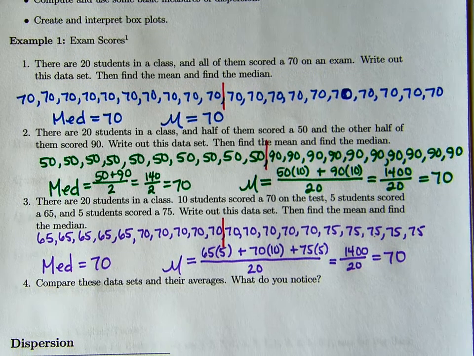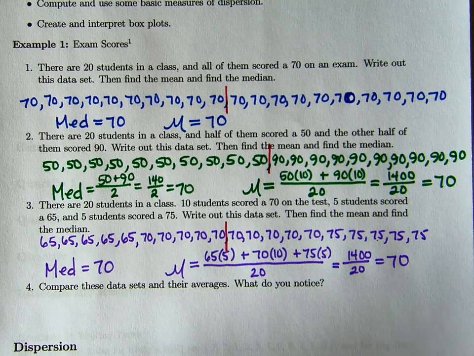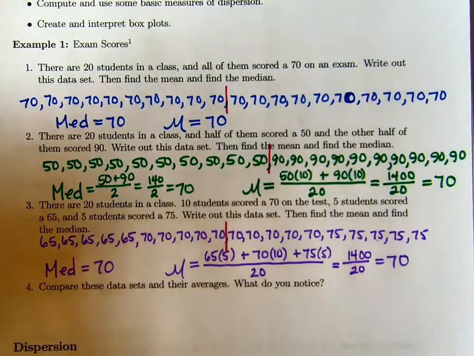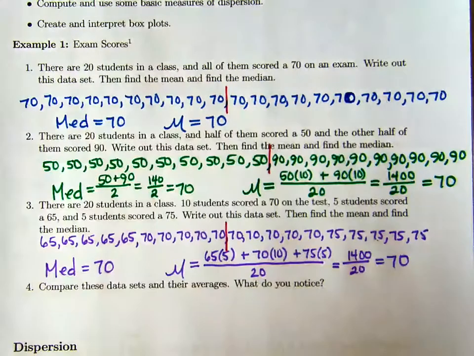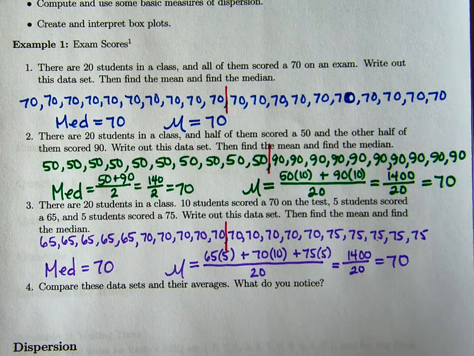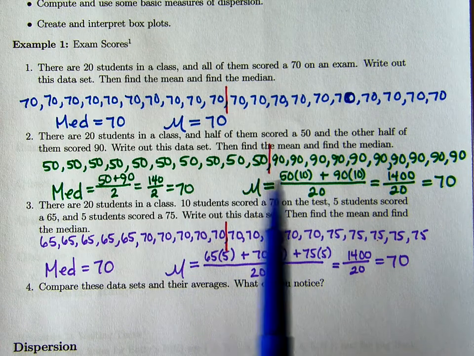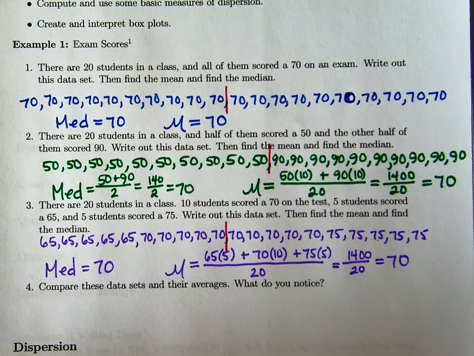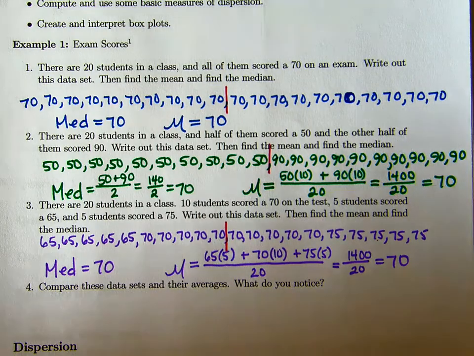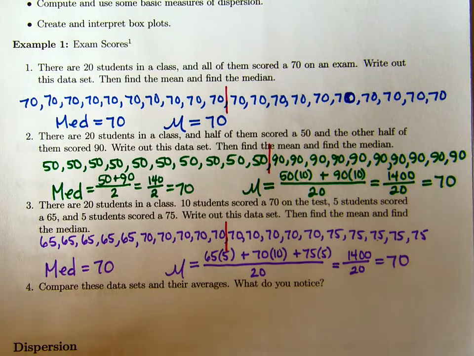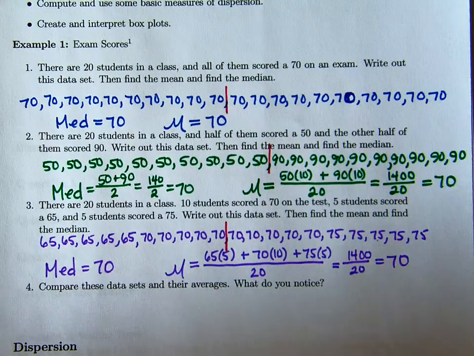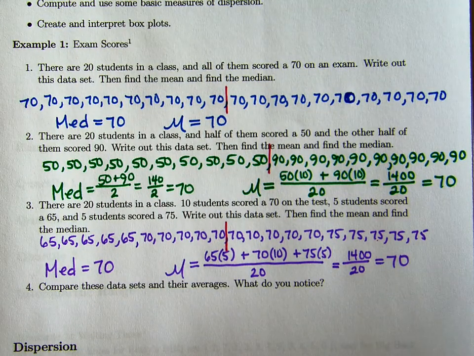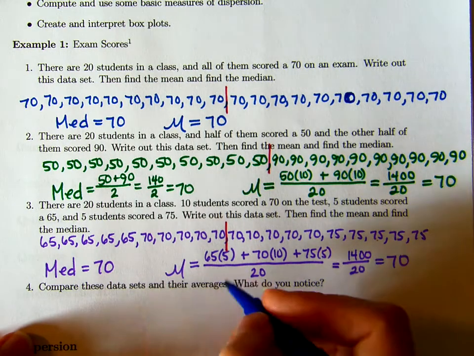Okay, compare these data sets and their averages. What do you notice? Well, something very obvious is happening. The medians are all 70, the means are all 70, but the data sets are different from each other. As a matter of fact, when I'm in the classroom, I always ask my students, think about it. Which class would you yourself want to be in if these were the averages and these were the scores? And they always make a decision. You should make that decision for yourself right now.